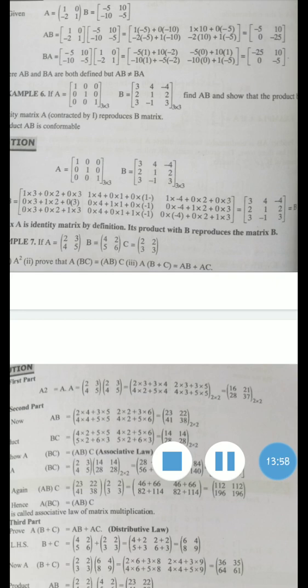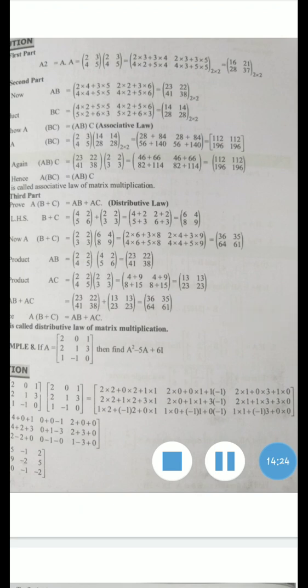Now let us come to the 7th example. In the 7th example, we are given 3 matrices A, B and C of order 2 by 2 each. We have to find A square first of all. So how will we find A square? You have to remember this too. This is known as power of matrices. That is, you have to find A square, A cube and so on. So A square means A is multiplied by A only.